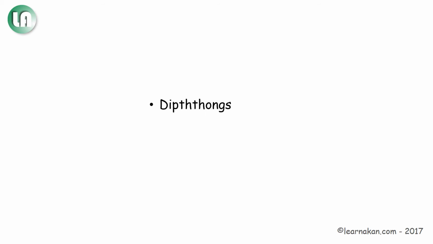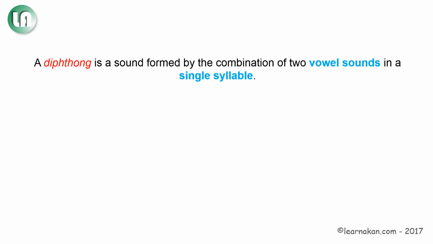For the final part of the lesson, let's look at diphthongs. A diphthong is a sound formed by the combination of two vowel sounds in a single syllable. And the key words here are vowel sounds and single syllable. So, we are no more dealing with letters combining to form a sound as with digraphs. We are now dealing with sounds in single syllables formed by the combination of two vowel sounds.